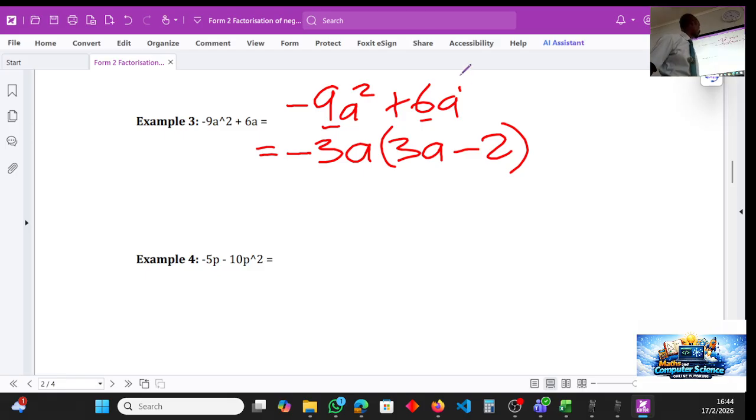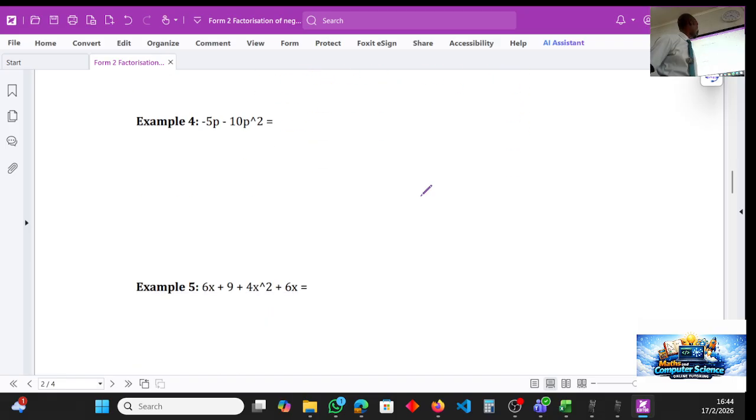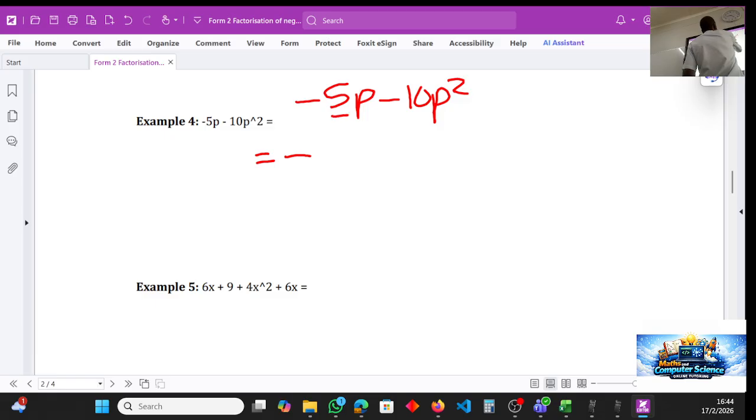Then proceeding to the next problem, I'll rewrite it again. That's negative 5p negative 10p squared. And my interest here is to factor out a negative. Then I'll be looking at 5 and 10. What's the HCF? Fine, it's going to be 5. Then I move to the variables. I've got p, I've got p squared. So we agree that we'll take the smaller power, implying that here it will be p.